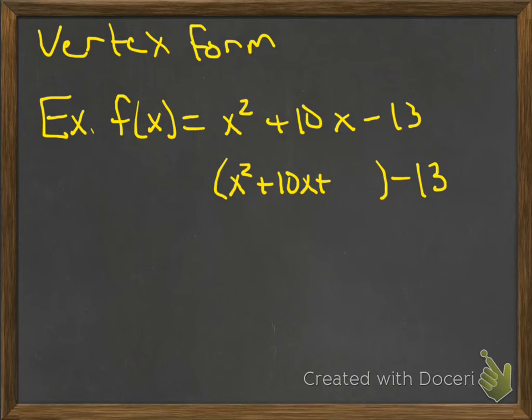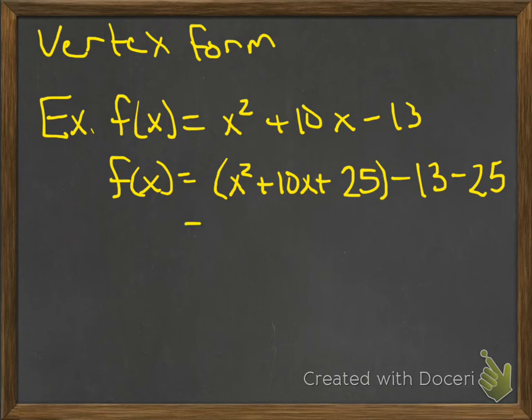So from here, I'm going to divide 10 by 2 and get 5. And 5 squared is 25. That will go in the parentheses and outside. Notice here inside the parentheses I've got a plus, outside I've got a minus. That will always be the case. Inside you will have a plus, outside you will have a minus. Okay, so again, 10 divided by 2 is 5. 5 squared is 25. So I'm going to put 25 inside the parentheses and minus 25 outside.